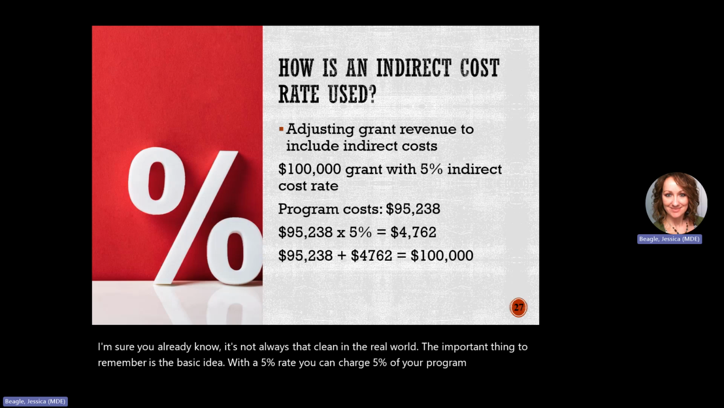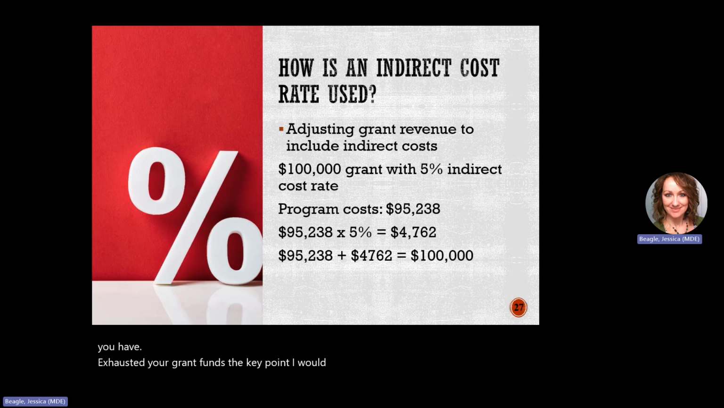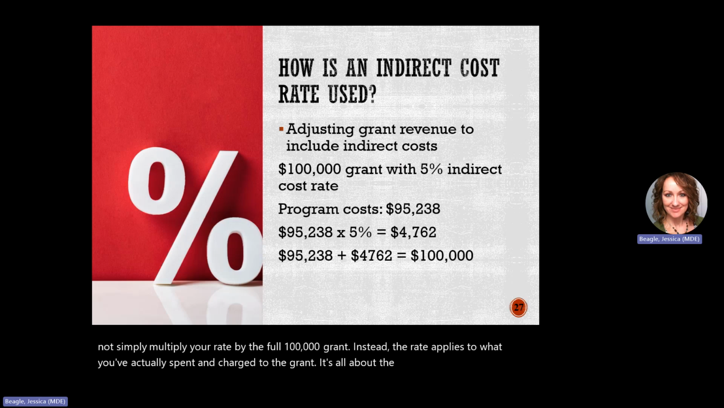The key point I would like to emphasize here is that, again, the amount of indirect costs you can recover is not based on your total award amount. We do not simply multiply your rate by the full 100,000 grant. Instead, the rate applies to what you've actually spent and charged to the grant. It's all about the real expenses, not just the numbers on the paper.